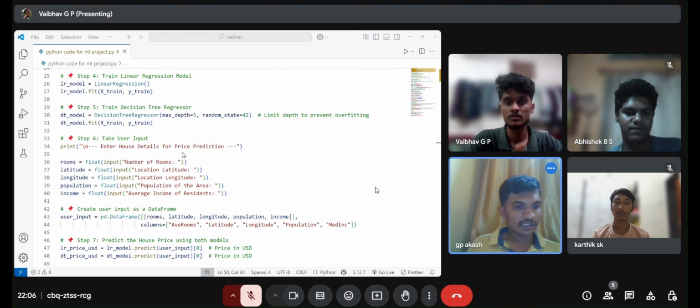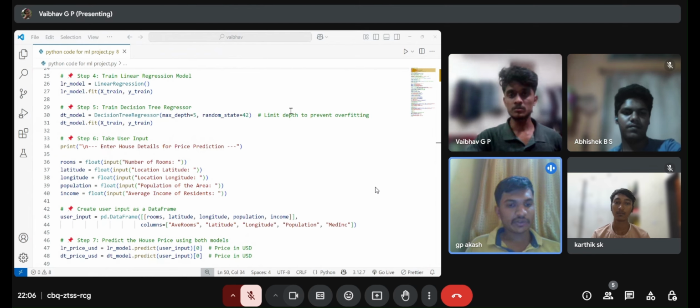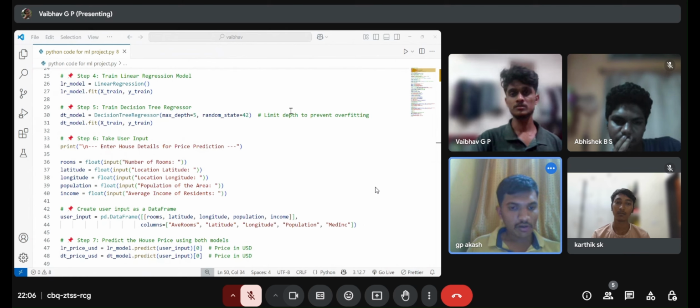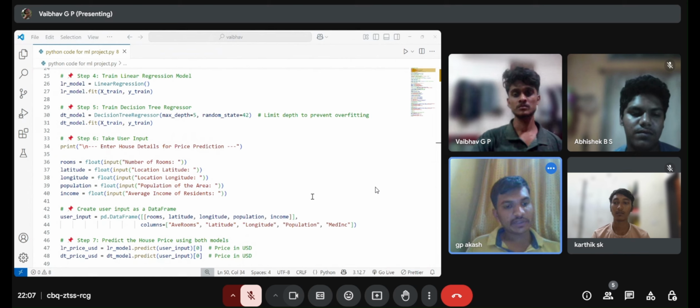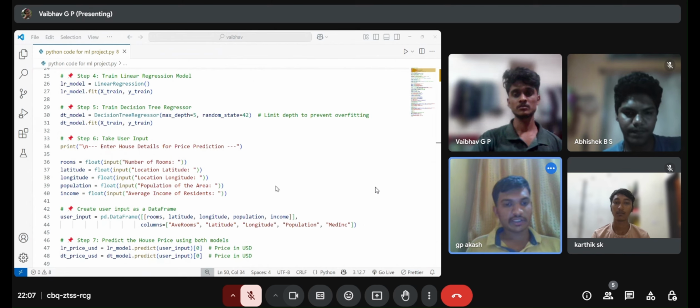The second will be latitude. The user enters the geographical latitude of the house. The latitude values are typically between 32 to 42 degrees for California. Longitude: the user enters the longitude of the house location. Longitude values range between minus 124 degrees to minus 114 degrees. Population represents the population of the neighborhood where the house is located. It affects pricing because high population density can impact demand.